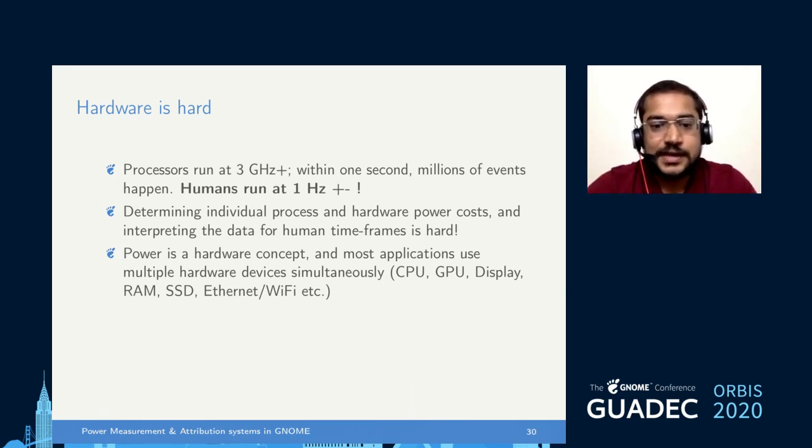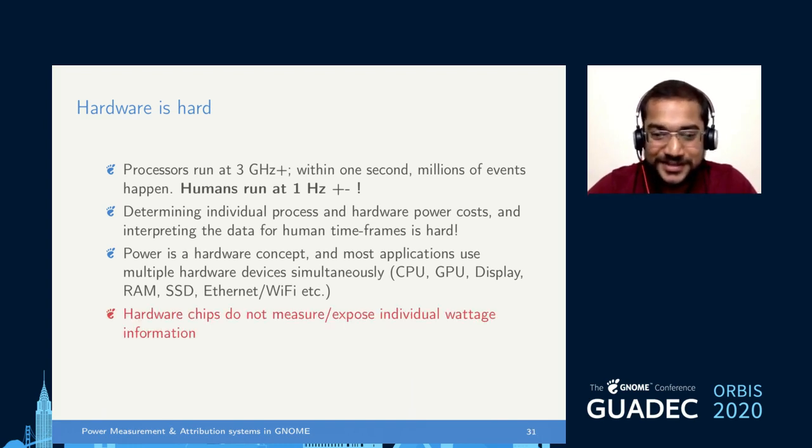The second challenge is that power is a hardware concept. As a developer, when you write code, when you write a loop, you don't think that this is going to take so many watts of power and that you should reduce it. No, you think this is going to take a lot of time and memory, so how do I reduce the time? Power is always considered a hardware concept, and devices are used by software simultaneously. For example, your game is using your CPU, your GPU, your display, your memory. So how do you quantify how power is distributed across so many components?